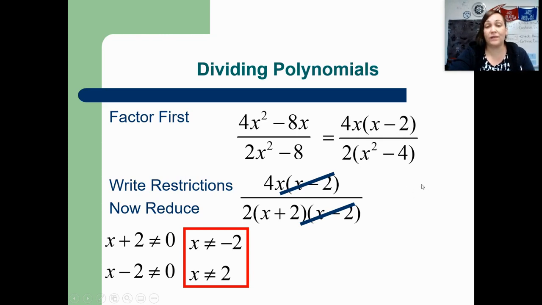Now, there's one other thing that I can simplify. I have this 4 up here, and it is not trapped in parentheses. So it is allowed to cancel out with something else that is not trapped in parentheses. So it can't cancel with this 2 because this 2 is trapped, but it can cancel with this outside 2. So outside numbers can simplify, and so I can simplify my 4 and my 2.